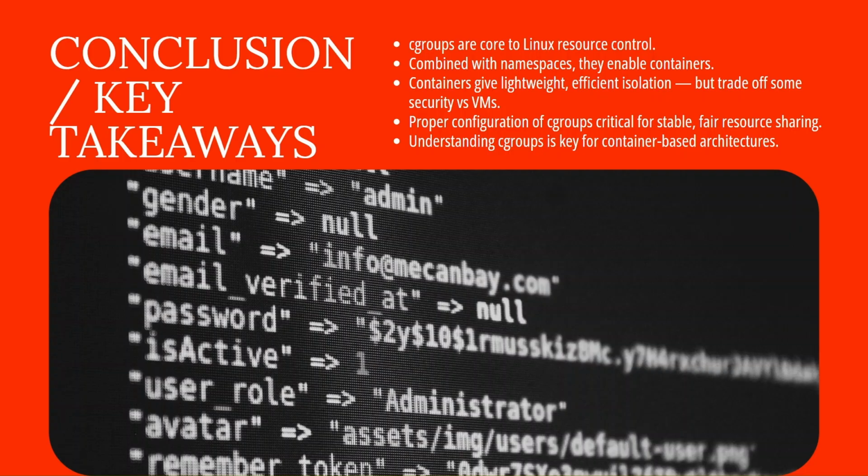In conclusion, cgroups are a fundamental Linux kernel mechanism that allow control over resource usage by grouping processes and enforcing limits on CPU, memory, input-output, and more. When combined with namespaces, which, like I said, just provide isolation, cgroups make containerization possible, which enables lightweight, efficient, scalable, and isolated application execution.